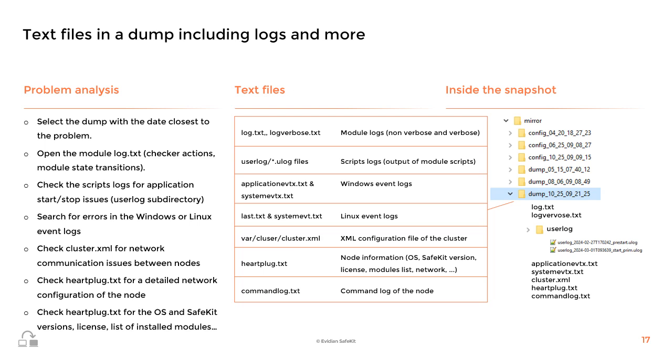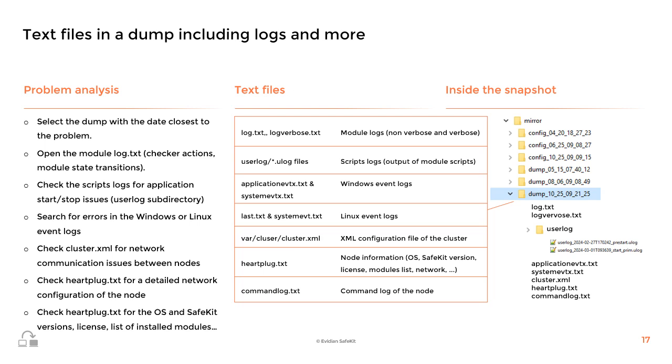Let's now consider how to analyze a problem in a module dump. As shown in the figure on the right, first open the dump with the date closest to the problem. In this dump, open the module log.txt file to review checker actions and module state transitions. Then, check the script logs in the user log subdirectory for application start or stop issues. Also, use the Windows or Linux event logs to understand issues on application errors.